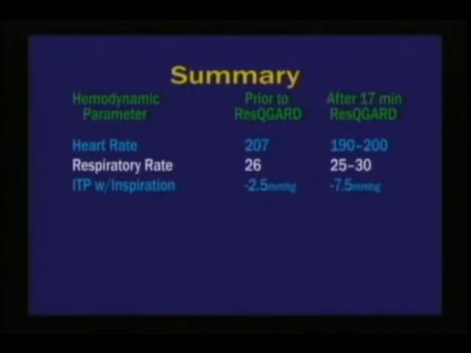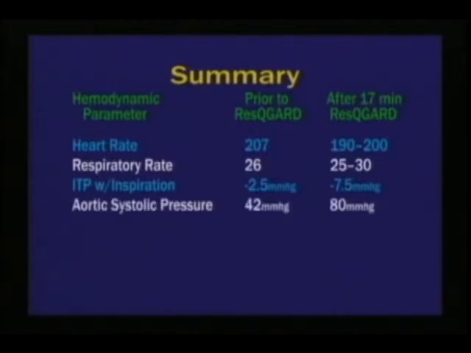The airway pressure, or intrathoracic pressure, decreased from minus 2.5 to minus 7.5 millimeters of mercury with each inspiration. Systolic aortic pressure increased from 42 to 80 millimeters of mercury. Aortic diastolic pressures increased from 30 to 45 millimeters of mercury.